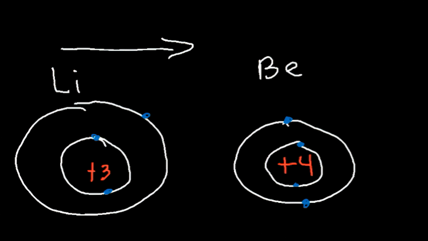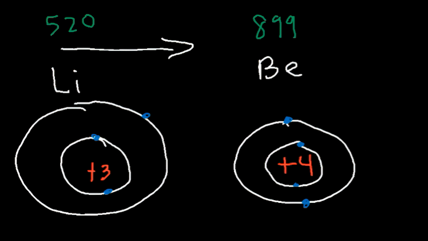So here's a question for you. Is it easier to remove the electron from lithium or a valence electron from beryllium? It's going to be easier to remove the electron from lithium. The ionization energy for lithium is about 520, but for beryllium, it's about 899. So it requires much more energy to remove an electron from beryllium than to remove it from lithium.